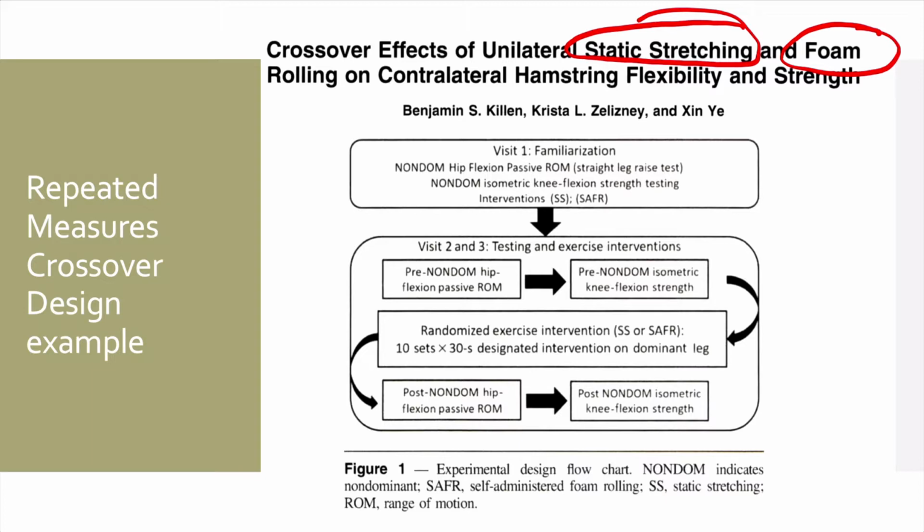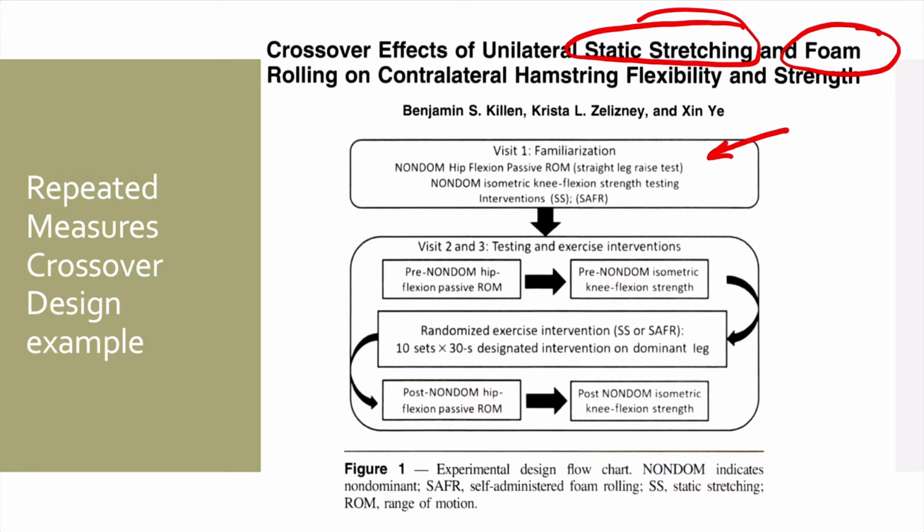And what they did was they had their subjects come in on visit 1, and they got familiarized with the foam rolling program. They got familiarized with the strength training and flexibility measures that they were going to do. And we often see that familiarization visit in repeated measure design, because it allows us to have the subjects do the tests in advance, minimizing the learning effect. So they're familiar and trained on how to do the straight leg raise test and the strength testing test, so that there is less of a chance of a learning effect.